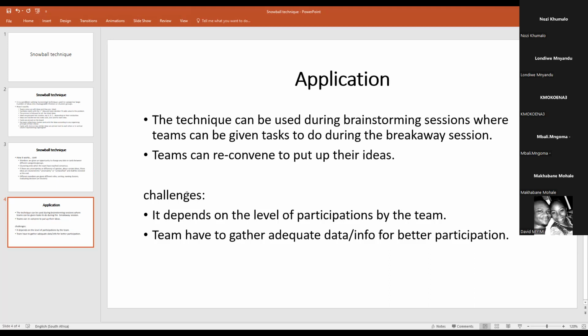The challenge with this technique depends on the level of participation by the team. So if the team members are not fully participating, then we are not going to get the results that we are expecting or desire to get. Then the teams have to gather adequate data or information for better participation.